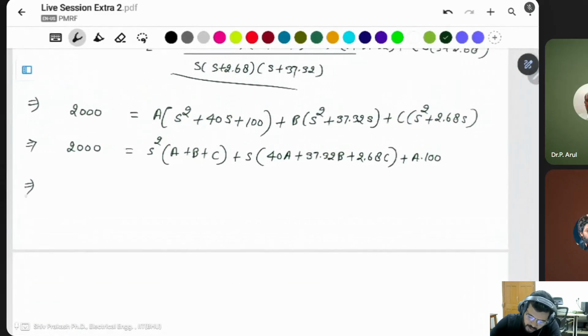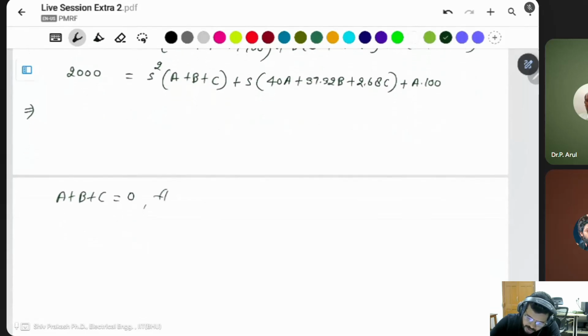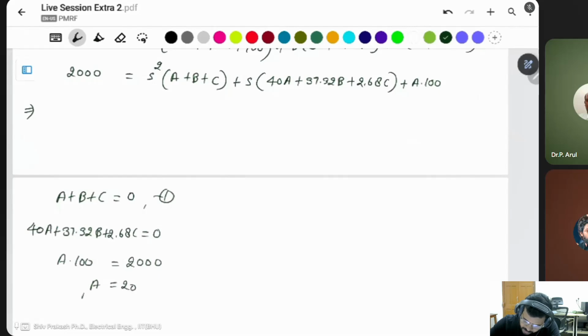Okay, compare all these terms. Here the s square term is not present, that's why a plus b plus c is equal to 0. The second equation is 40a plus 37.32b plus 2.68c is equal to 0. There is no s term; a into 100 is the constant term on the left side, that's why this will be 2000. So a is directly found, 20.